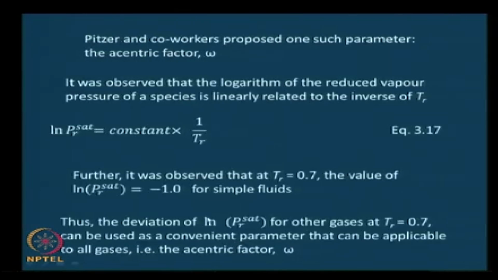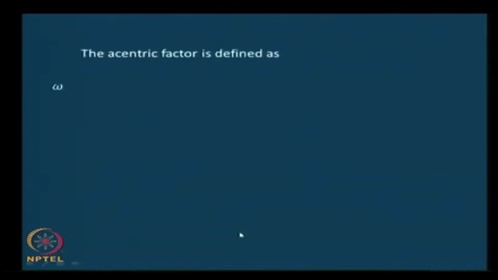The acentric factor, therefore, right from this thing here, that at Tr equals 0.7, log of PR sat was -1 for simple fluids, and therefore the difference between this and this, or the deviation here, would come in as a factor that would represent something apart from the simple fluids. That was the thinking, and therefore the acentric factor was defined as -1 minus the natural log of PR sat at a reduced temperature of 0.7.